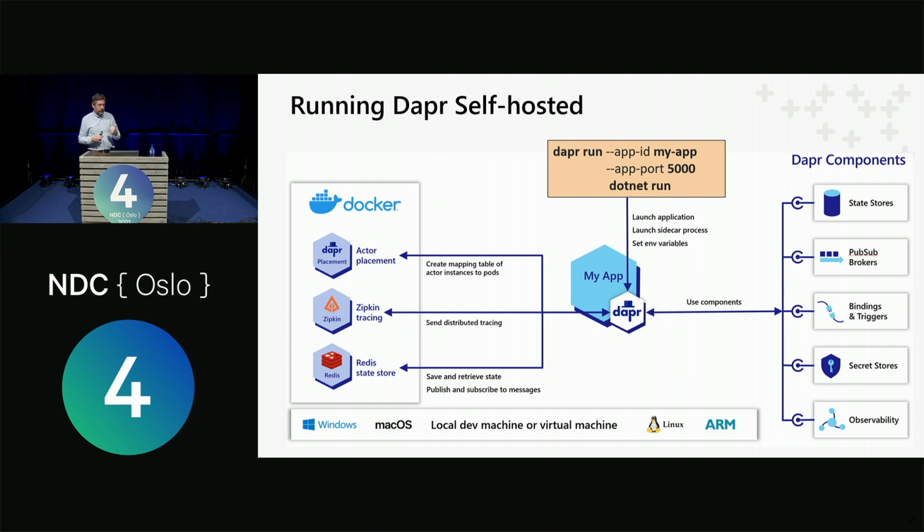The other things actually run like Docker containers on your machine. So the Redis, the Zipkin for the tracing and so on, will actually run like Docker containers on the machine where you're running these things. But again, I'd say this is mostly for local development, when you do self-hosted.